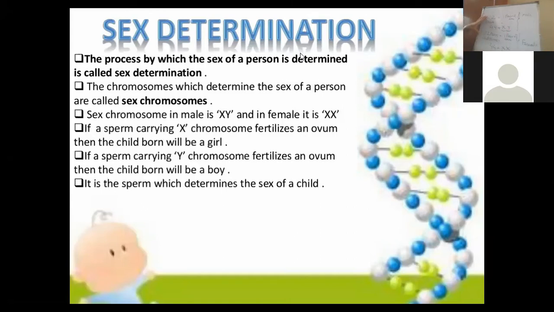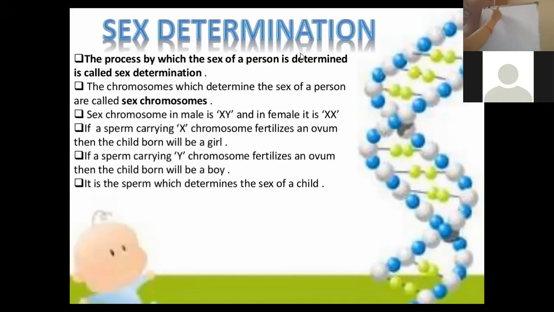So these 22 pairs, that is 44 chromosomes, are called autosomes, and they are similar in both male as well as female. Now, as I've told you, this is a diploid cell, but gametes are not diploid in nature. Let's see how the sex of the child is determined. We will not talk about the 22 pairs. We will talk about only one pair, that is the sex chromosomes.